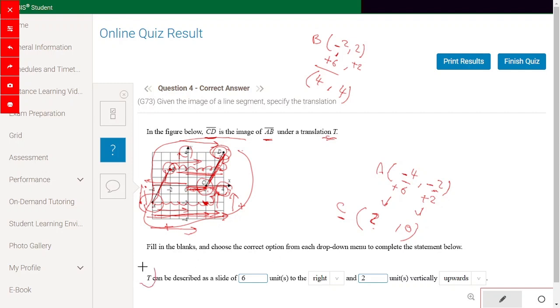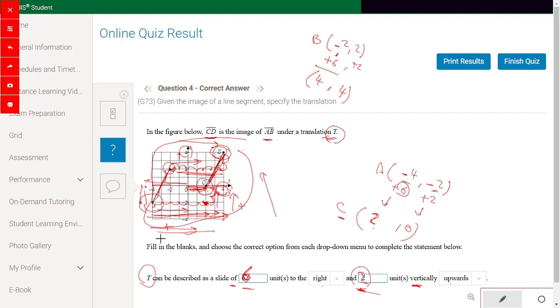Now T, which is a translation, can be described as a slide of 6 units. Okay, we already had the 6 units. To the right, yes, we move to the right, and 2 units vertically upwards. Yes, so the answer will be 6 and 2.